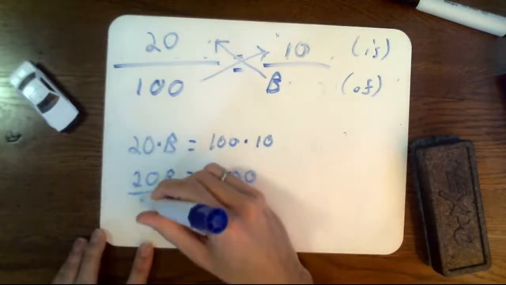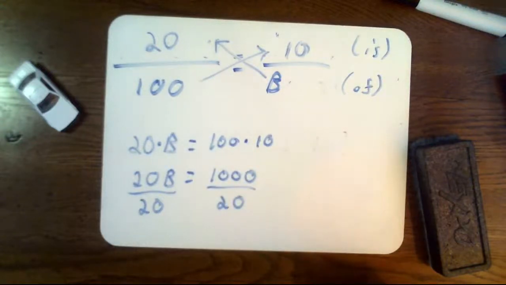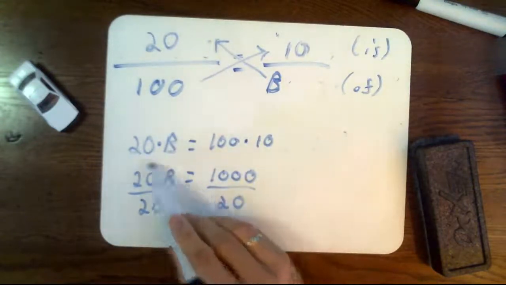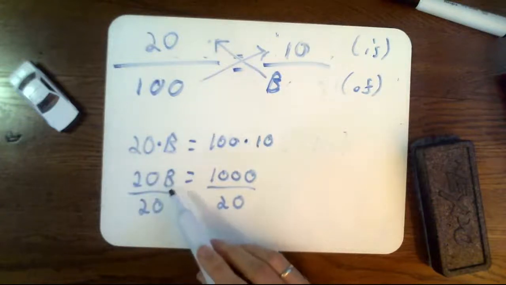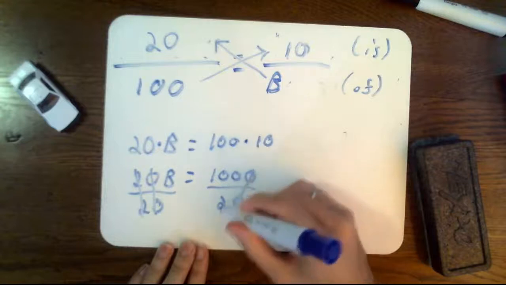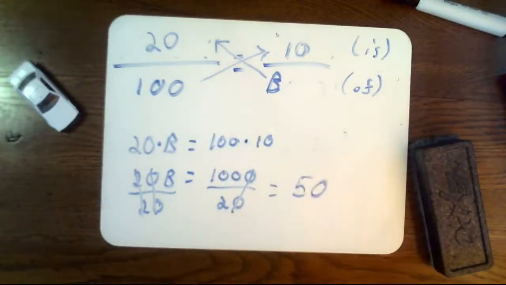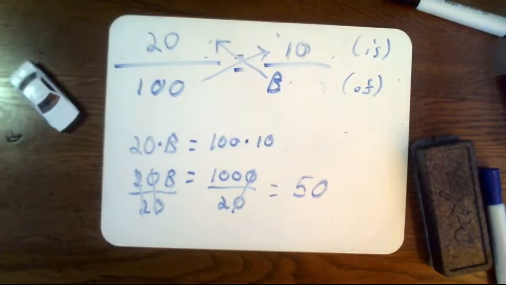And now how do we solve for B? We have to divide 20 off. If you forget when to divide, you usually save it for last. You want to get this piece alone by itself and then you divide. So these zeros cancel out. 100 divided by 2 is 50. So meaning the base or the whole part was 50.